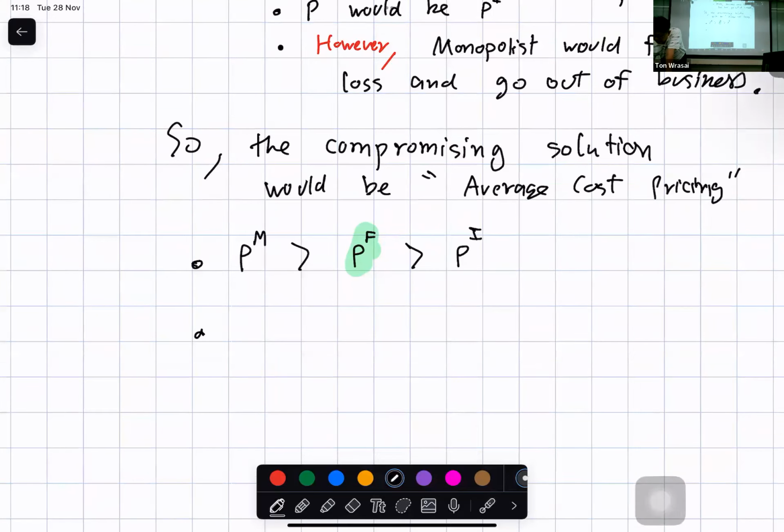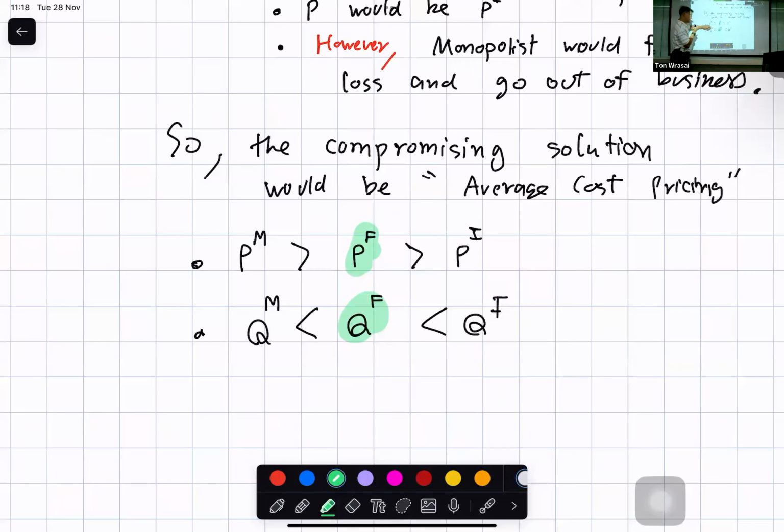And if we talk about Q, if we notice on the Q, QF is just in between. Without regulation, monopolies will produce quite a little amount of output, only QM. QI is impossible. Monopolies will be out of business.